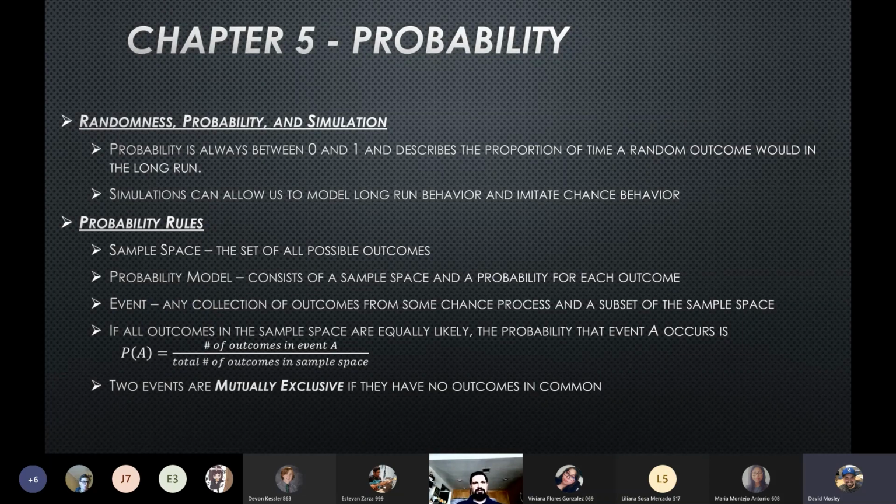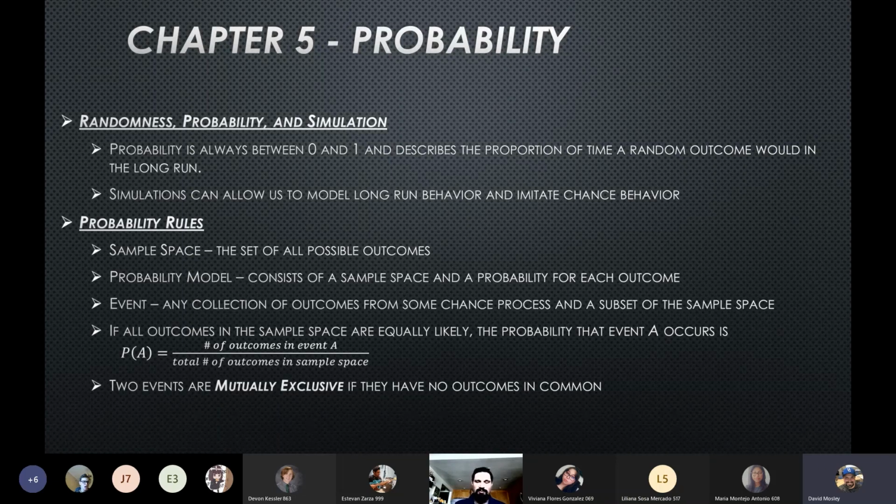All right, so let's, for example, consider the case where we're rolling 2 dice, a red die and a green die. There are 36 possible combinations that these 2 dice can make when you roll them. That makes up the sample space, all the possible outcomes, all the possible combinations. A probability model consists of a sample space and a probability for each outcome.